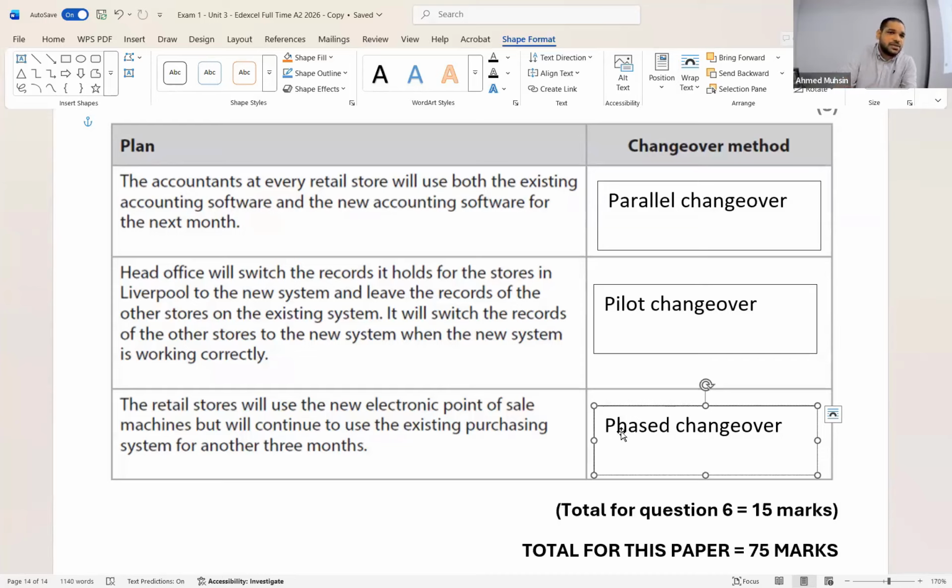Like our LMS system also, initially we did it for one batch. We saw how it worked and then implemented it on the other batches. That is an example of phased changeover.